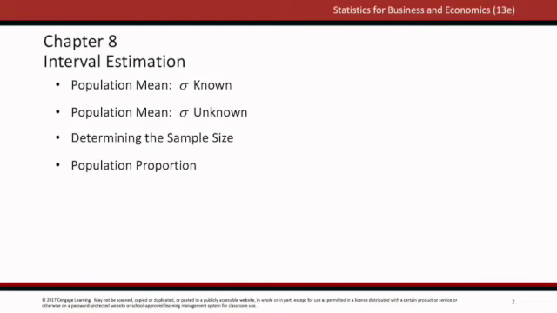Chapter 8, Interval Estimation. In this chapter, we will cover the following topics: interval estimation for the population mean in the case where sigma is known, interval estimation for the population mean in the case when sigma is unknown, determining the sample size, and interval estimation for population proportions.